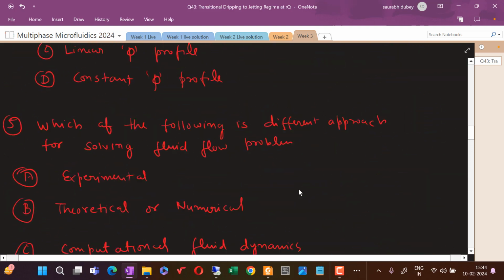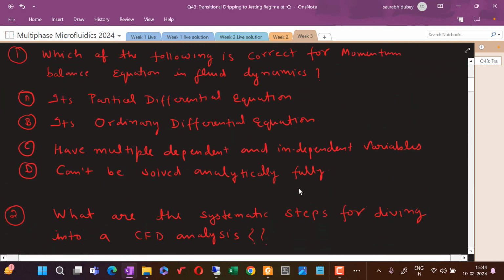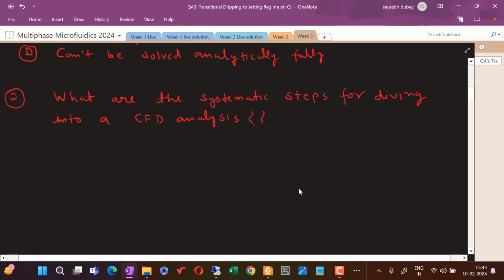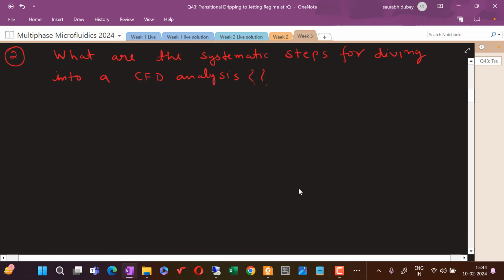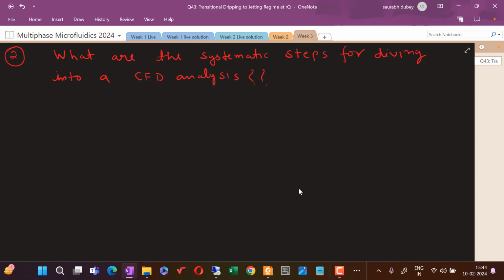Now going to another problem: what are the systematic steps for diving into CFD analysis? Suppose you have done some experiment and you want to analyze that through the fluid dynamical equations, and for that you are told to use CFD analysis. So what are the steps through which you will jump into the problem and get something at the end, or analyze the forces?